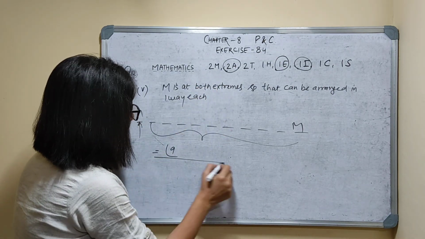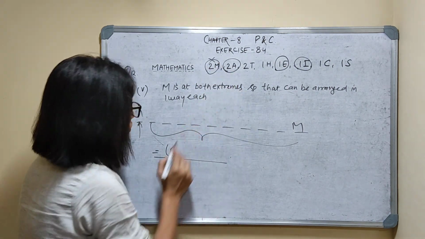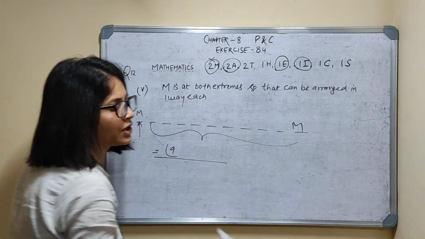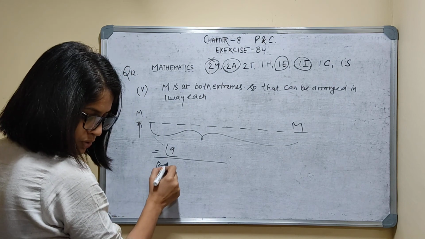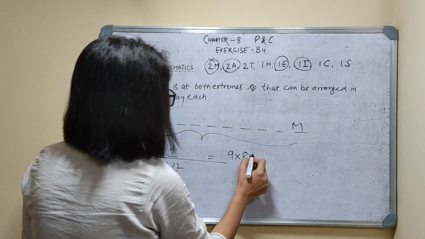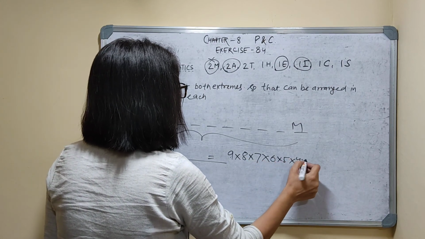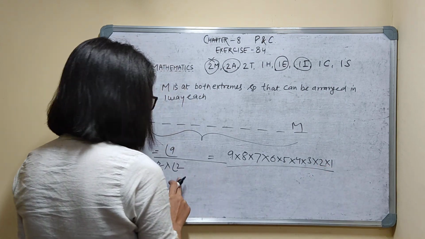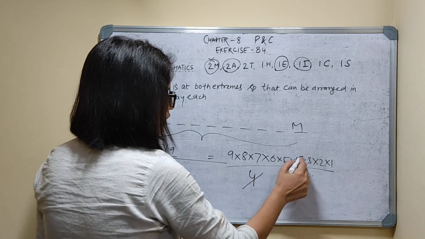Factorial 9 upon, M is fixed, it is gone now. 2A, 2T, 1H, 1E, 1I, 1C, 1S. No need to consider because factorial 1 is 1 only. So factorial 9 upon factorial 2 into factorial 2. So 9 into 8 into 7 into 6 into 5 into 4 into 3 into 2 into 1 upon factorial 2 factorial 2. So 2 into 1, 2 into 1. So 4, 4, cancel.